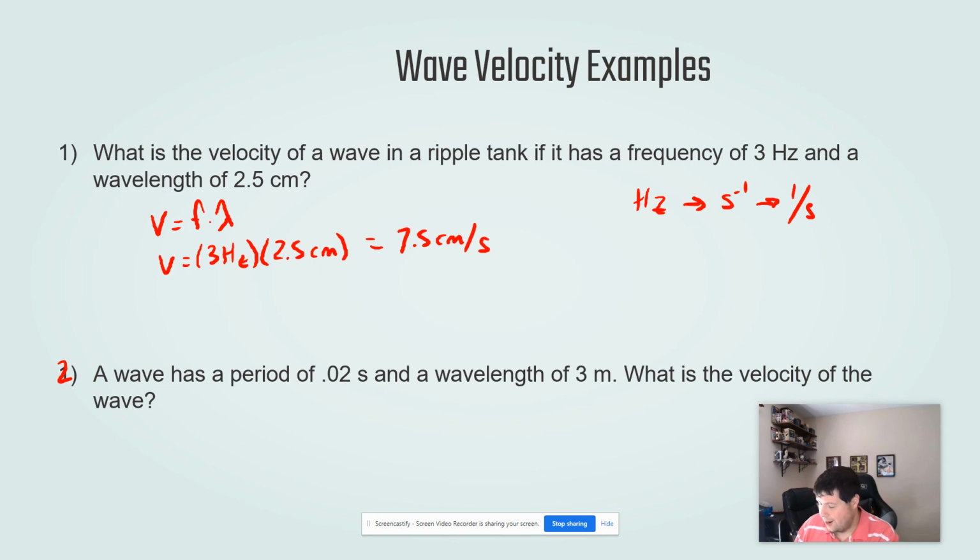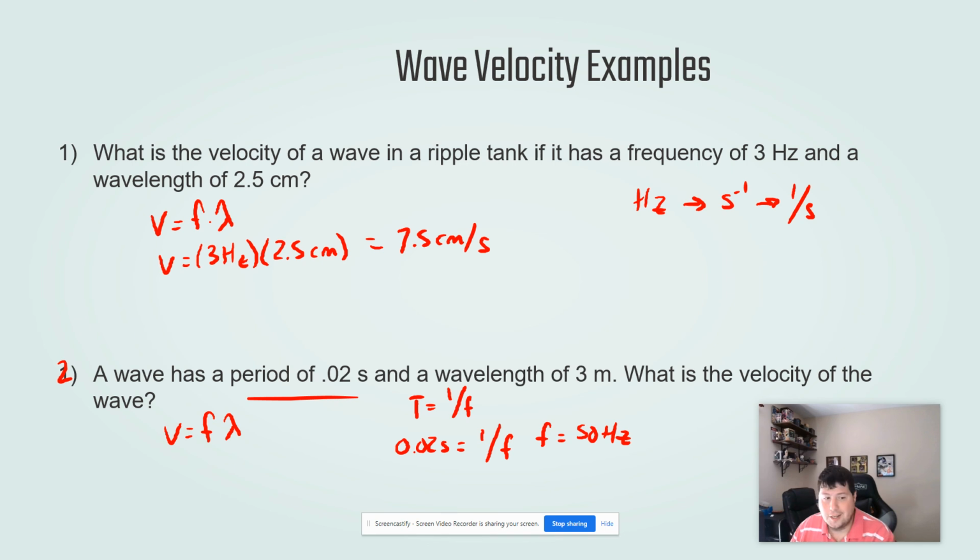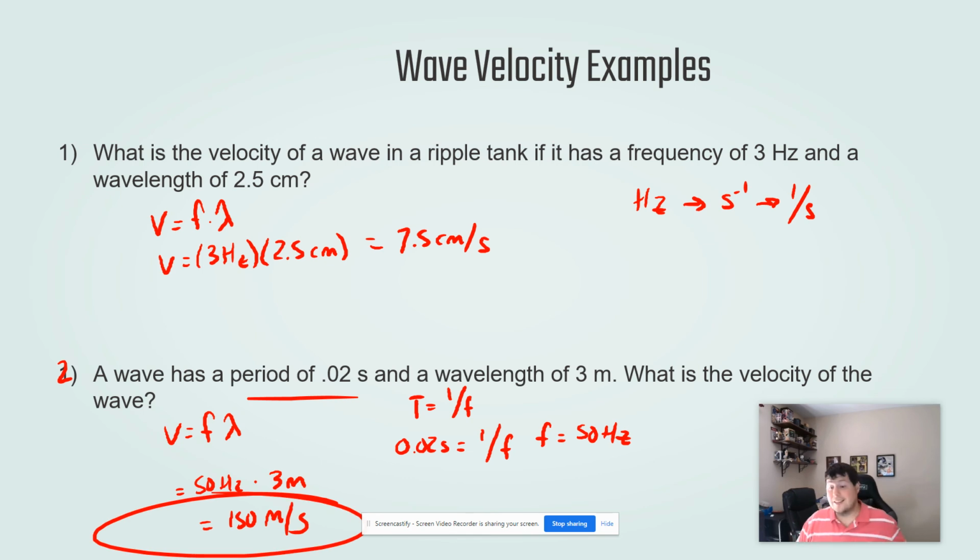Number 2 here, I want to use that same equation to find the velocity of my wave, but now they've given me period, not frequency. So remember that period is 1 over the frequency. So I do 0.02 seconds equals 1 over the frequency, and frequency is 50 hertz. So now I can plug in 50 hertz times wavelength, which is 3 meters, and I get 150 meters per second. So that's quite a fast wave.